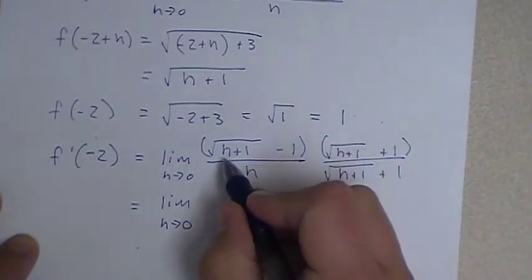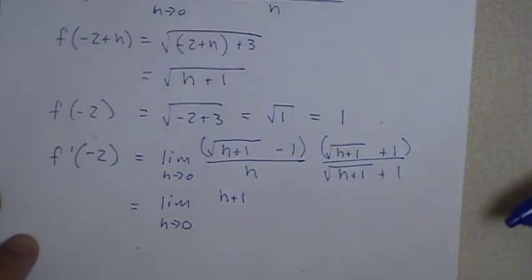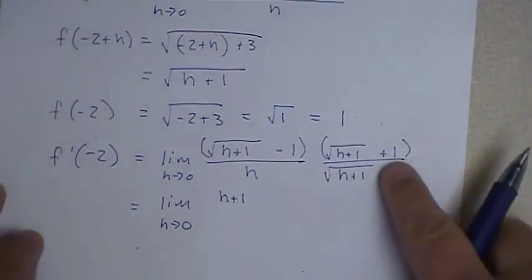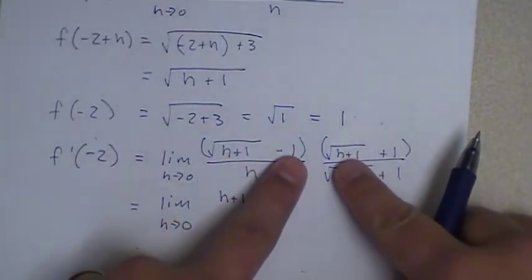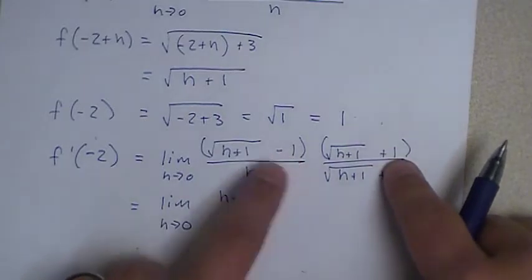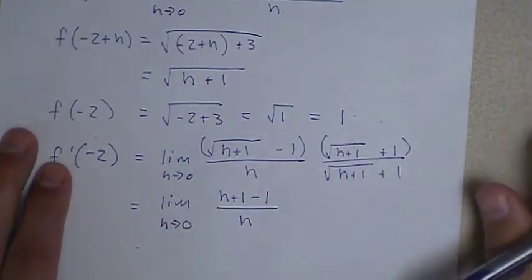First times first, if I multiply this root times the same root, it's that root squared, and out comes the h plus 1. Outer times outer is going to be positive 1 of these roots. Inner times inner is going to be minus 1 of these roots. Those are going to cancel. And then last times last, -1 times positive 1 is going to be a minus 1. And this is all over h.